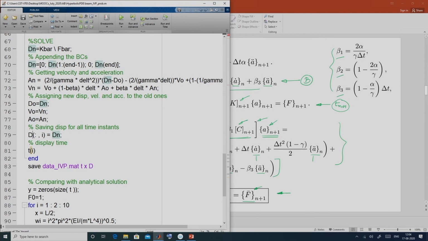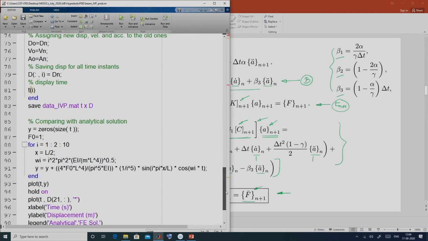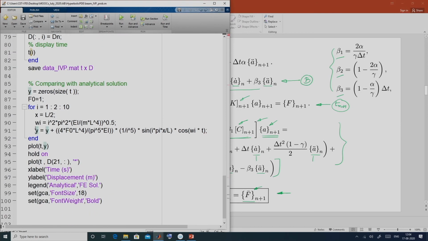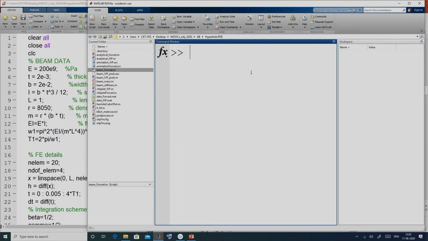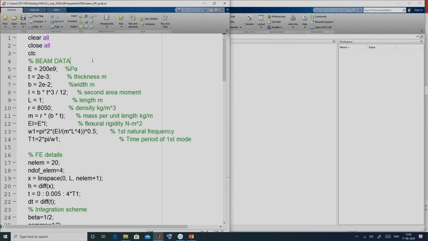And finally I have stored those displacements just to visualize and to note how the simulation is proceeding. Here I have calculated the analytical solution with which I will be comparing my finite element solution. Finally both the solutions are compared in a given plot. Now let us go ahead and simulate this to find out the response.